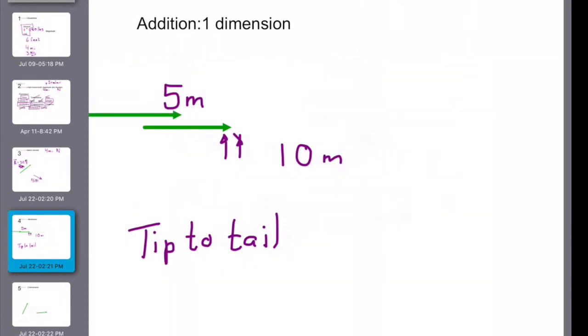I could put it over here, make a tip to tail that way. I could put tip to tail that way. But I have to maintain the same magnitude, the same size. And you'll notice I drew this twice as big as the other one. And I have to maintain the same direction that I had before.